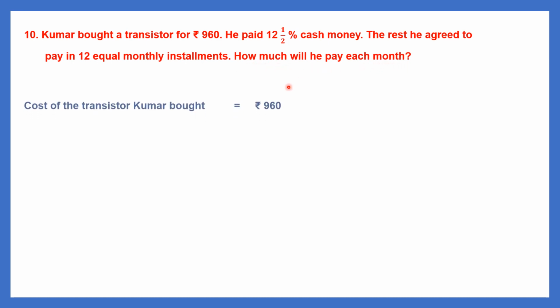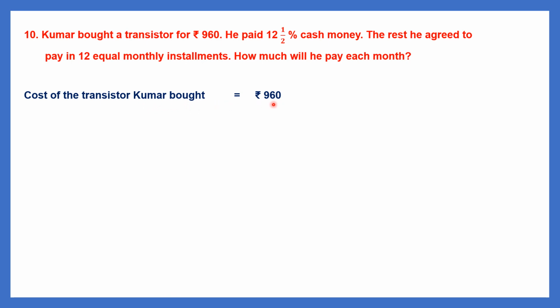So let's begin by saying cost of the transistor that he bought is 960 rupees. Now amount he paid in cash is 12 1 by 2% of 960.